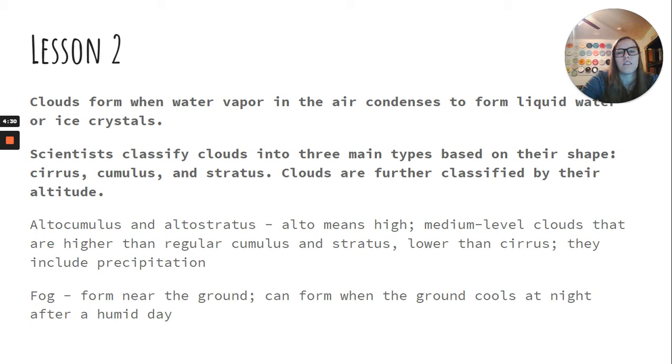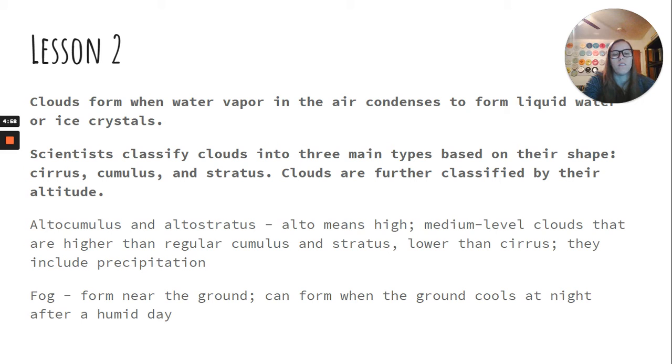Lesson 2, clouds form when water vapor in the air condenses to form liquid water or ice crystals. Scientists classify clouds into 3 main types based on their shape. So we talked about cirrus, cumulus, and stratus already in the vocab. Clouds are further classified by their altitude. So we have your altocumulus and altostratus. Alto means high. Medium level clouds that are higher than regular cumulus and stratus. They're lower than cirrus, and they include precipitation.